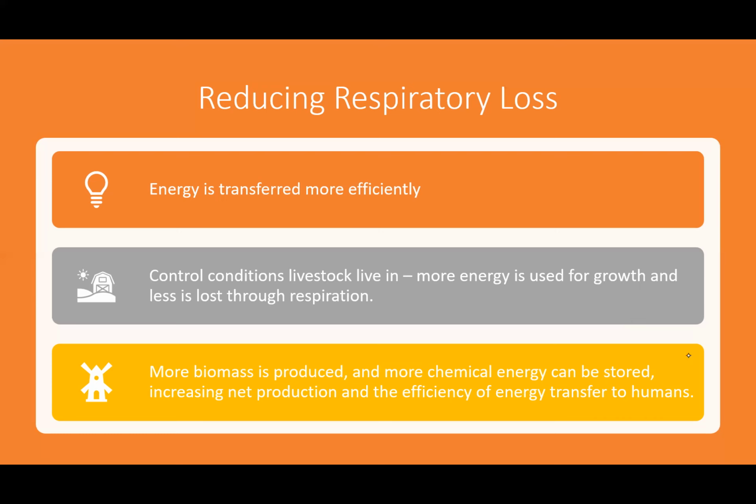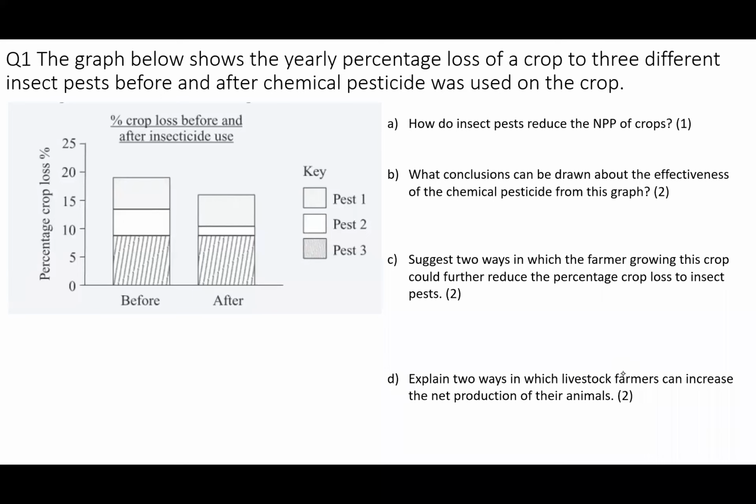So what we're going to look at now is a couple of exam questions that are looking at these farming practices and production. On the graph below, it shows the yearly percentage loss of a crop to 3 different insect pests, pests 1, 2, and 3, before and after chemical pesticide was used on the crop. First question is, for 1 mark, how do insect pests reduce the NPP of crops? For this first question, you don't actually really need the graph to help you answer it.